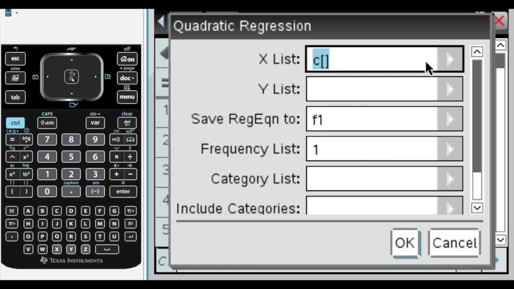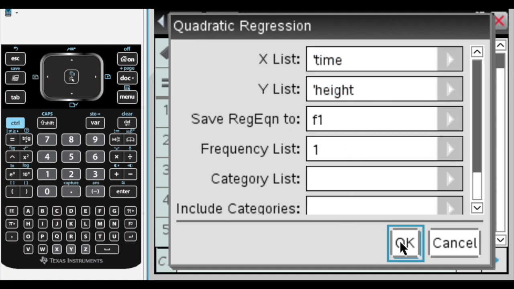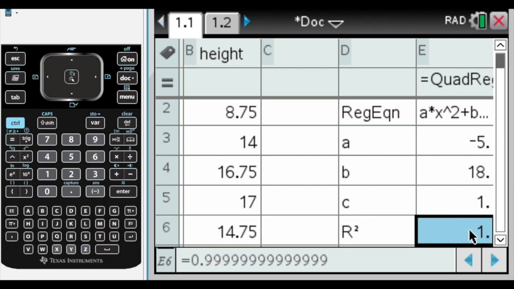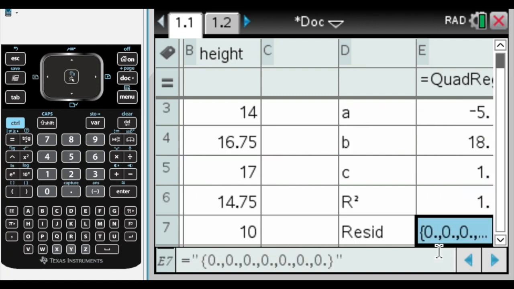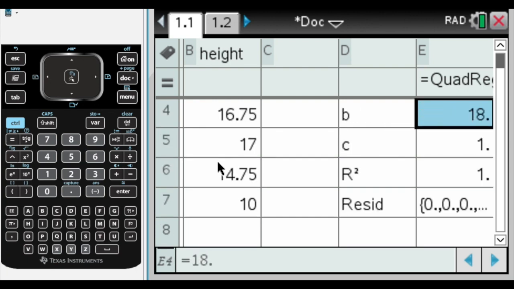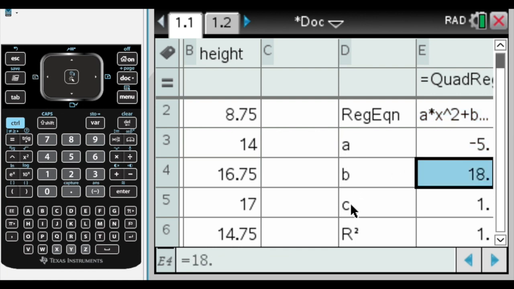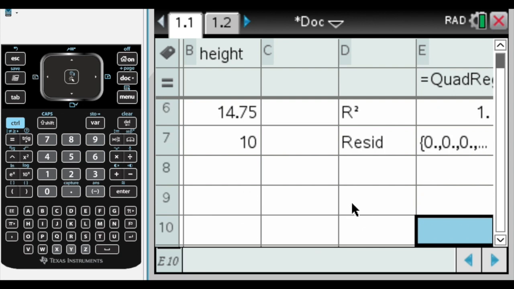Once again, we've also got to tell the calculator where to find the data. So the X data will be time and the Y data will be height. OK there, and we get our regression output. So I just need to move across and we will see the figures that we need. So as before, A is -5, B is 18 and C is 1. Our R squared is 1 and the residuals are a list of the errors that have been made, and you can see they're all 0.